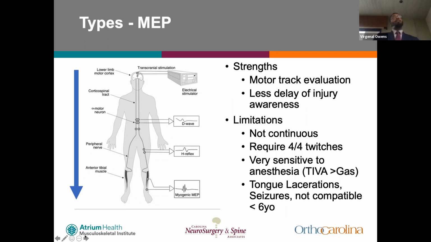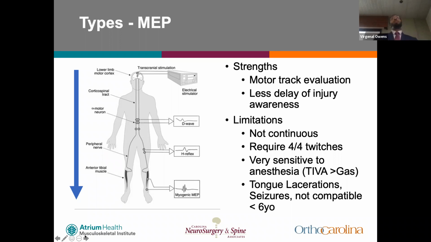So the strengths is that obviously you can track motors, and there's also less of a delay in injury awareness. Oftentimes the motor evoked potentials are used after major parts of a case. If you are doing a decompression, or inserting pedicle screws, or doing a manipulation for deformity correction, oftentimes you will do these to see if there was a change before and after those steps intraoperatively.